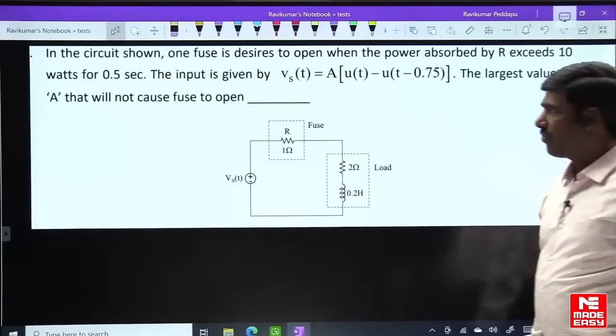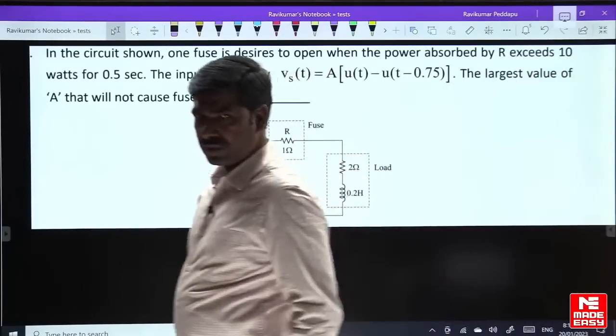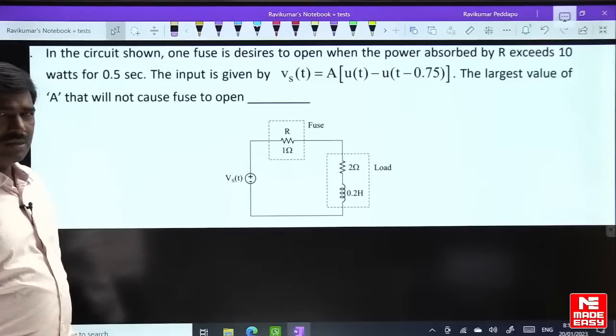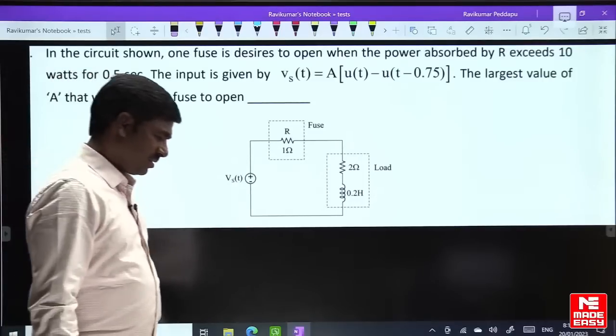Come on students, give answer now fast. Here there are no options. It's a numerical data question.